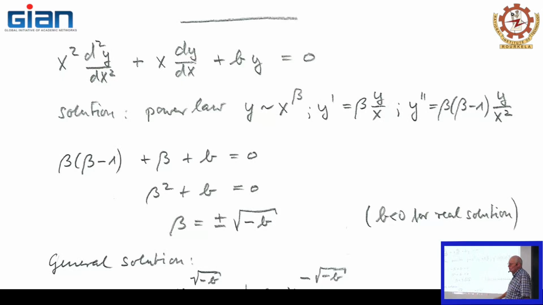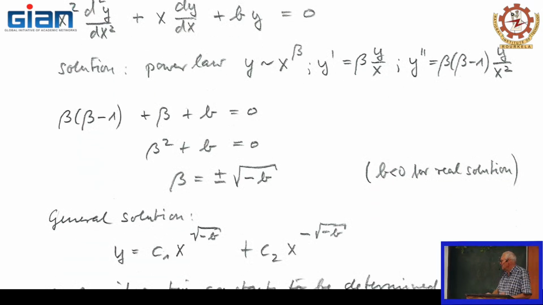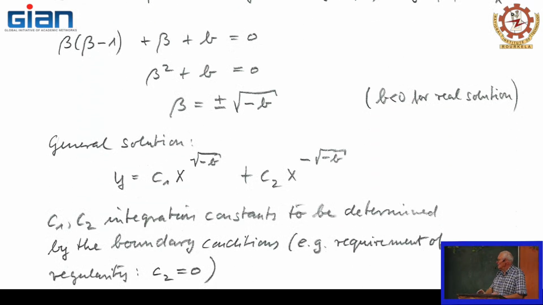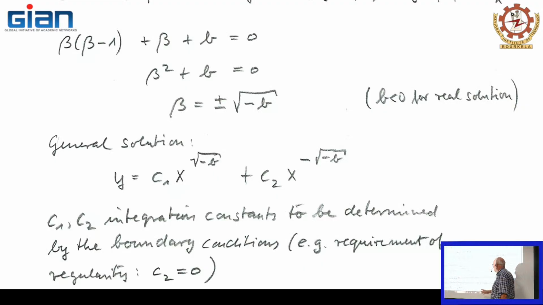So the general solution will be a superposition of two power laws. One goes with x to plus square root of minus beta, and the other one goes with x to minus square root of minus beta. So the general solution of this equation will be C1 times x to the power square root of minus beta plus C2 times x to the power minus square root of minus beta.